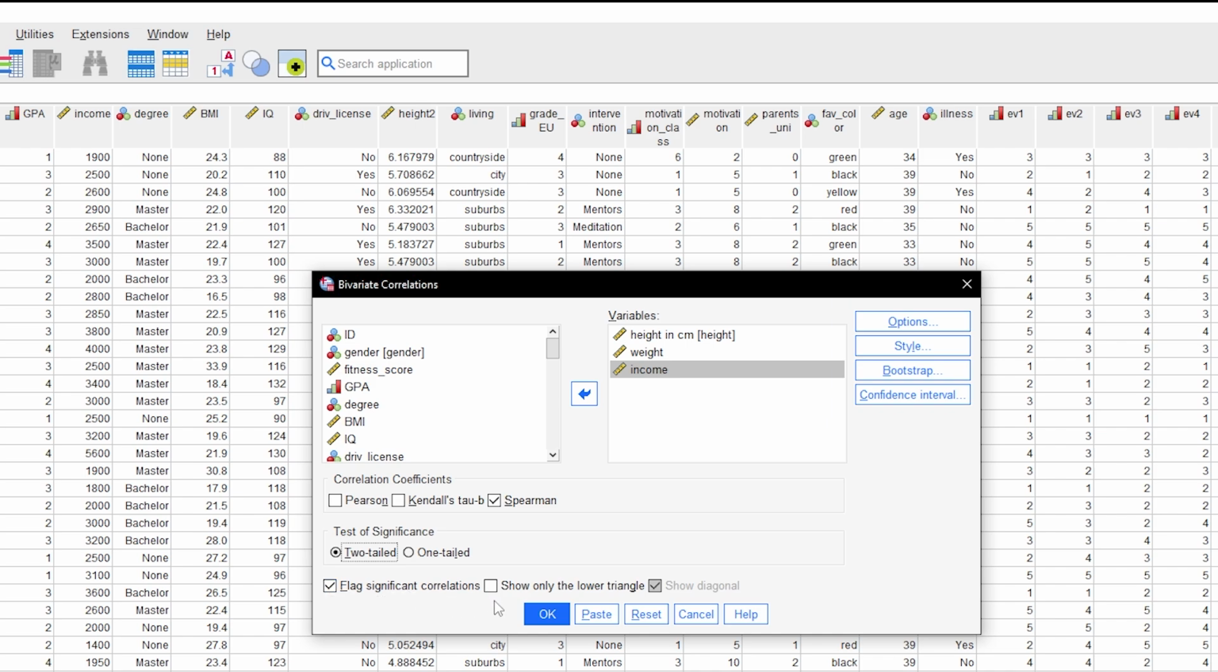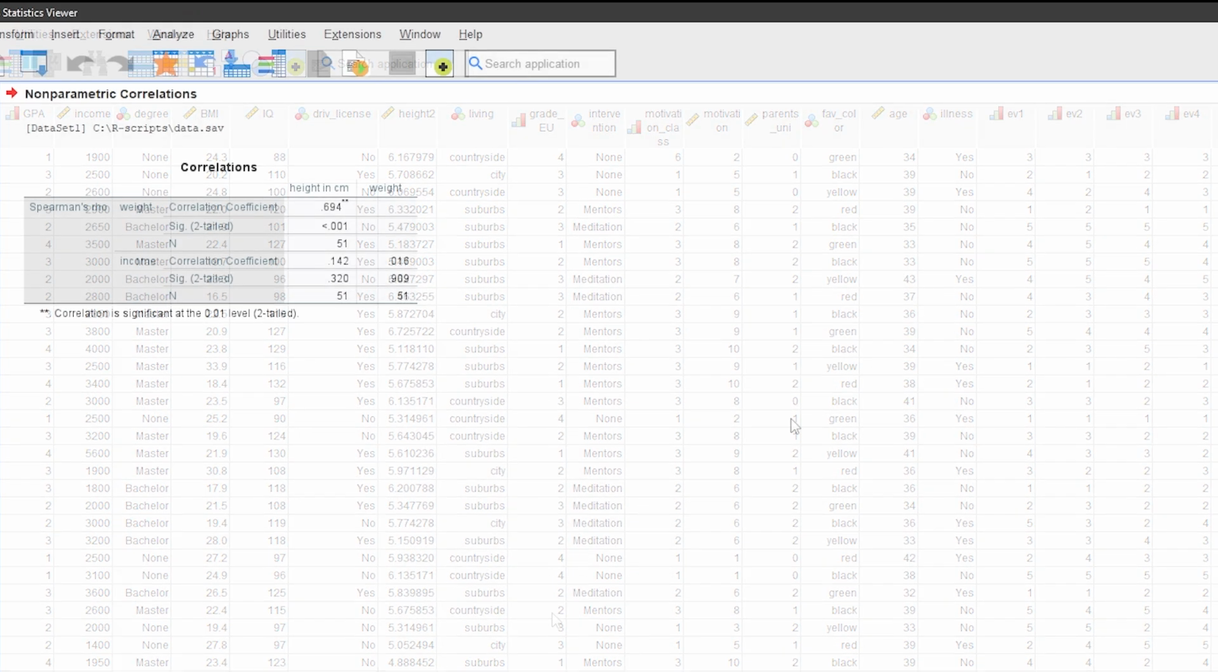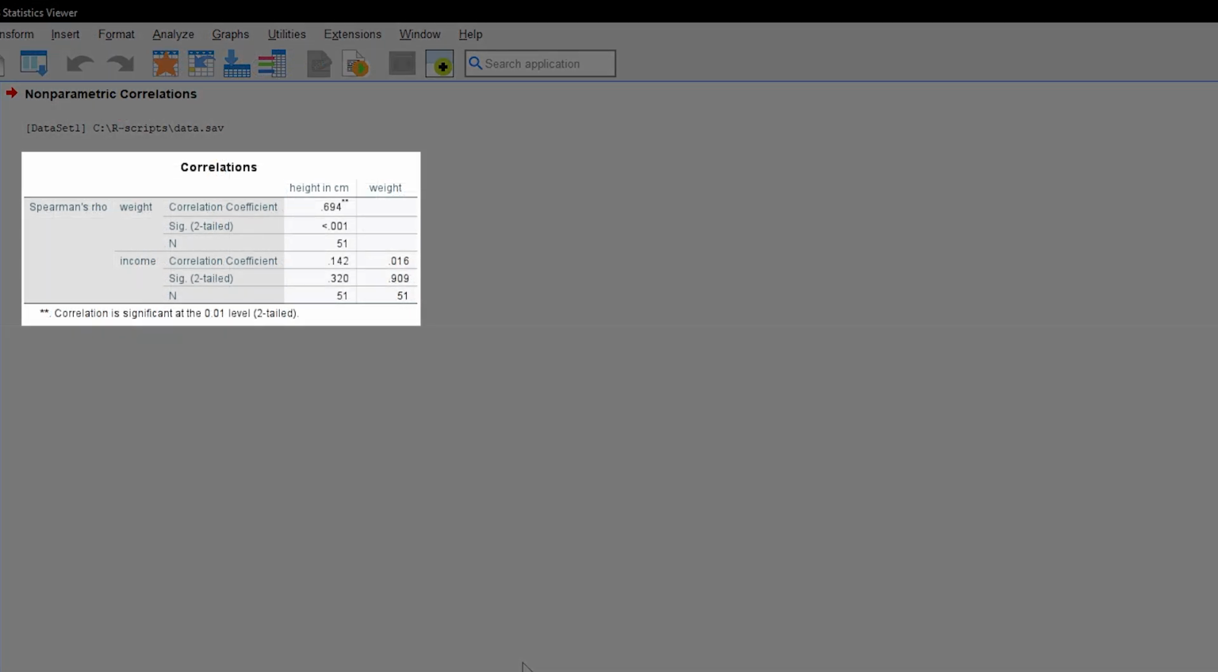Since the correlation table is symmetric, you can request only the lower triangle by ticking the box and also remove the diagonal. Those are all relevant options, and you can request the results by clicking OK. The correlation table shows 3 correlations.